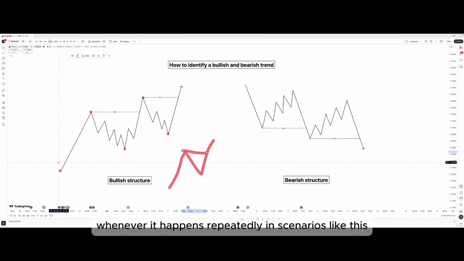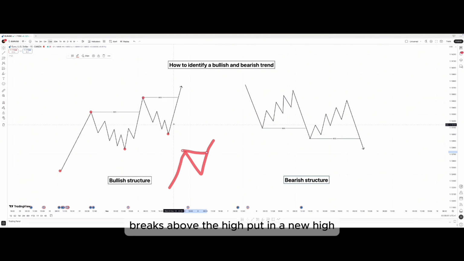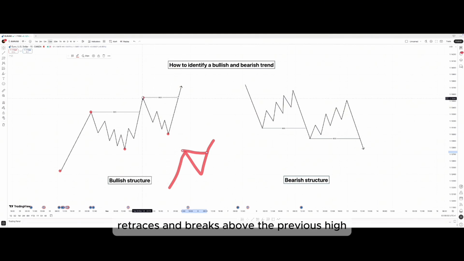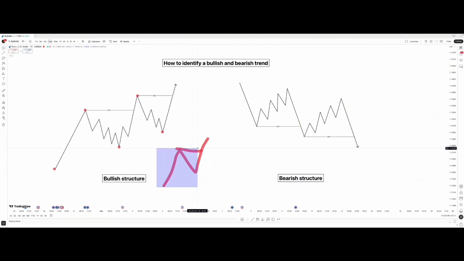Then whenever it happens repeatedly in scenarios like this, right? Price puts in a high, retraces, breaks above the high, puts in a new high, retraces and breaks above the previous high, it's a clear indication of a bullish trend, right?